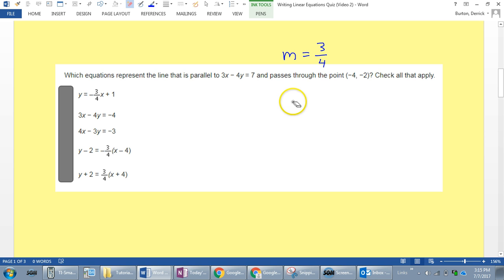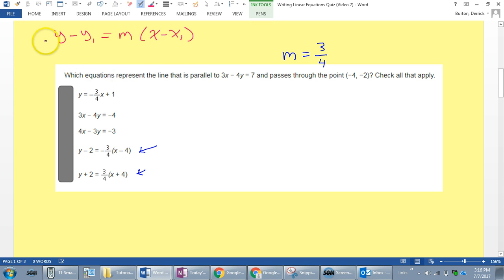Okay, now we need to find the y-intercept and all that kind of stuff. Because I see some of these equations are in the other form that we haven't messed with yet, I think we need to give that a try. So remember, here's what the other form looks like. It goes y minus y1 is equal to the slope times x minus x1.